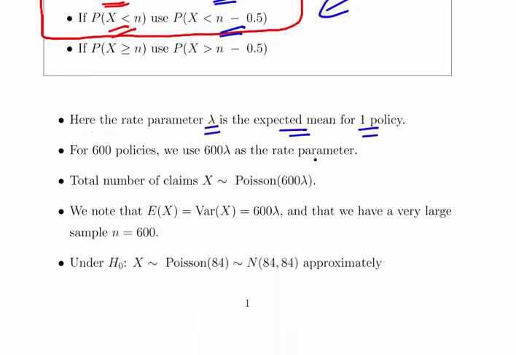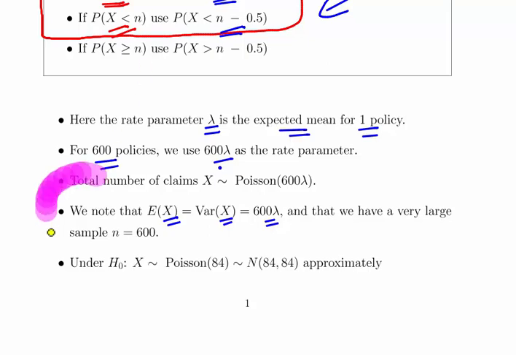Now the rate parameter here, lambda, is a mean expected rate parameter for one policy. So for 600 policies, we're specifying 600 lambda as the rate parameter. The total number of claims, x, is a Poisson random variable parameterized with 600 times lambda. As a remark, the expected value and the variance of x are also going to be 600 lambda, and we have a pretty large sample size.